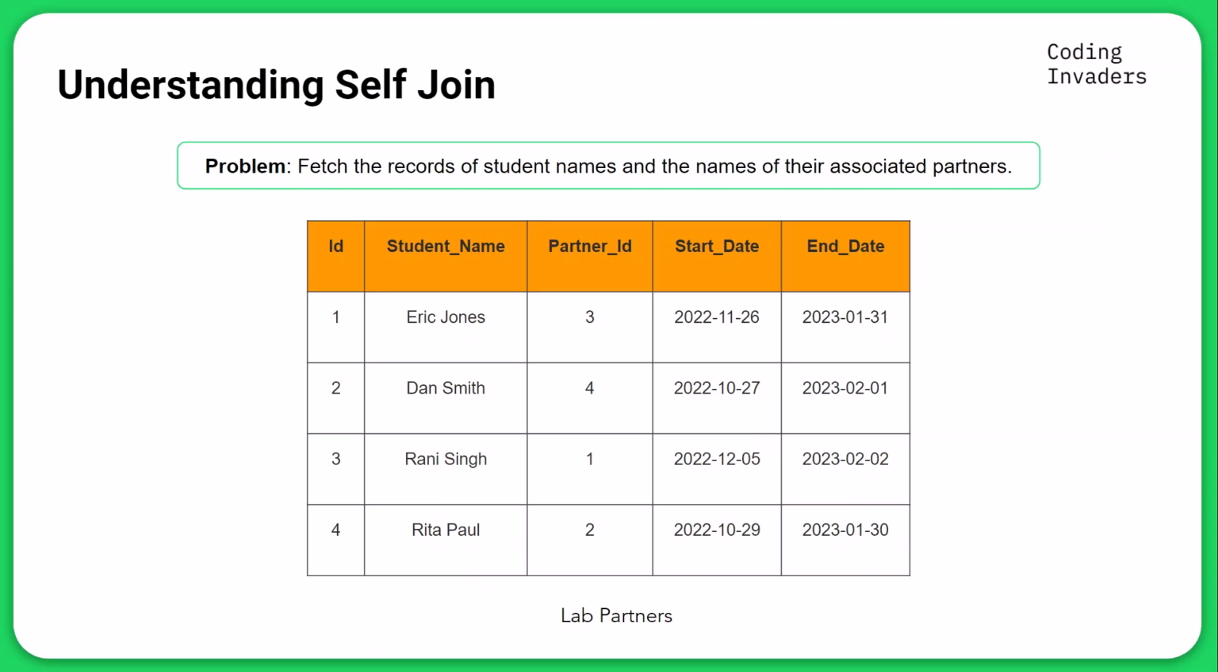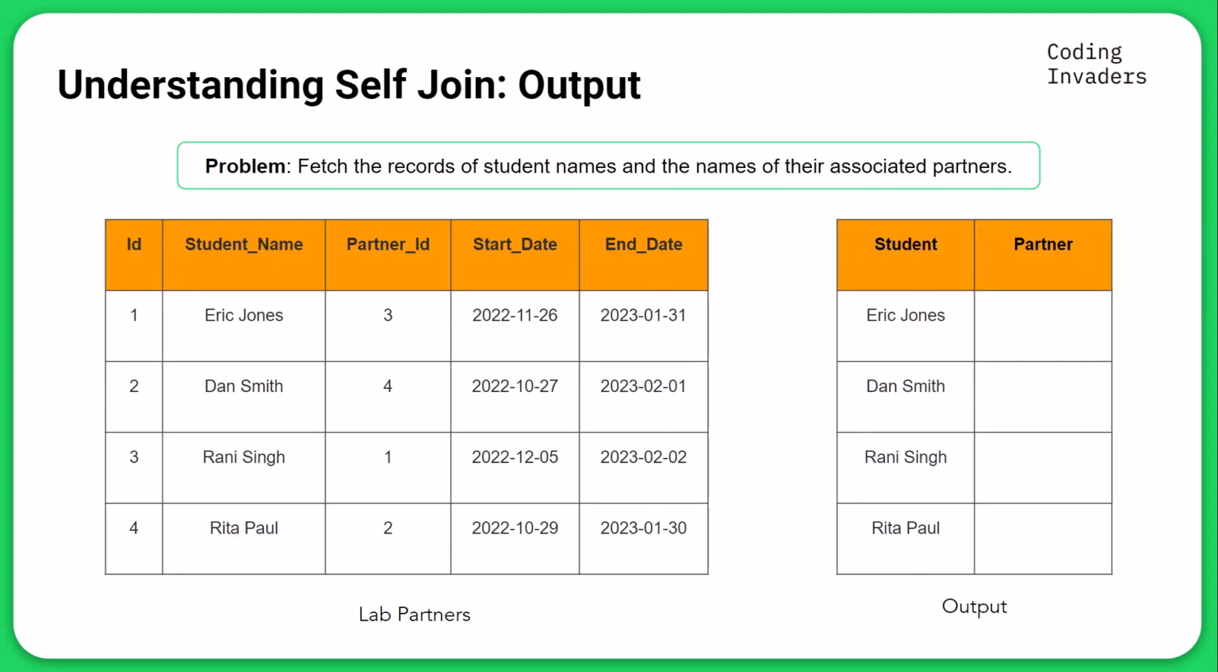And now the problem is to fetch the records of student names and the names of their associated partners. We can solve this similarly as before, but this time around, I want to use an inner join instead of a left join. This is just to show you an example of getting matching records for student and partner data, even though for the sake of this problem, even a left join will work. Can you figure out the output? I've already written the student's name, okay? But what are their partners' names? Pause the video, then proceed once you're done writing it on your own.